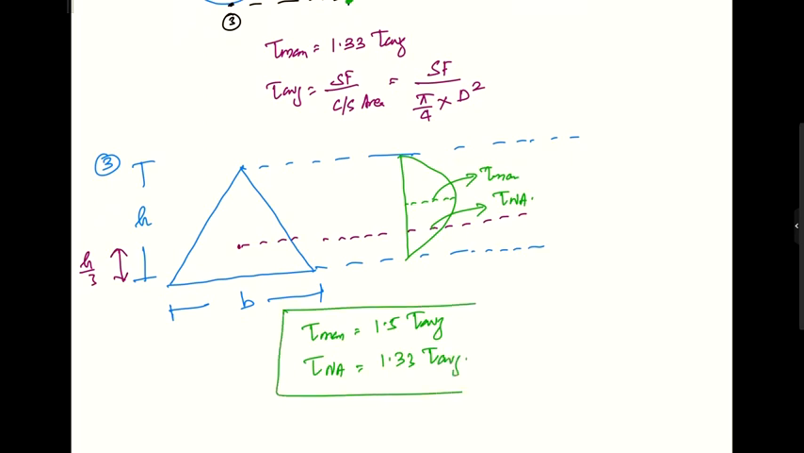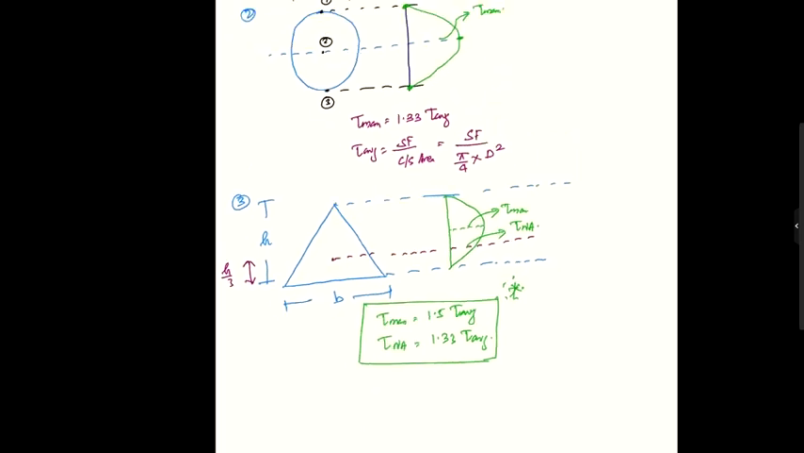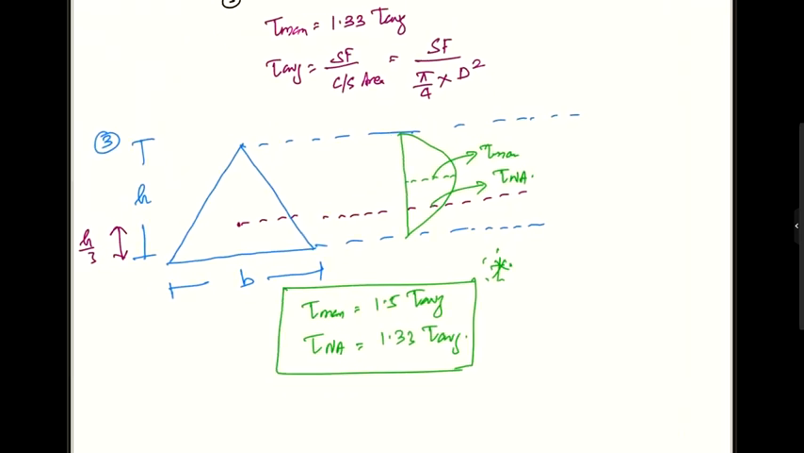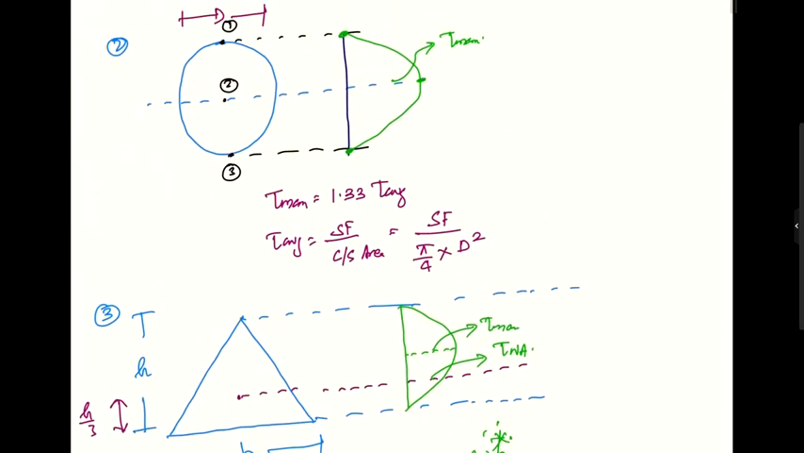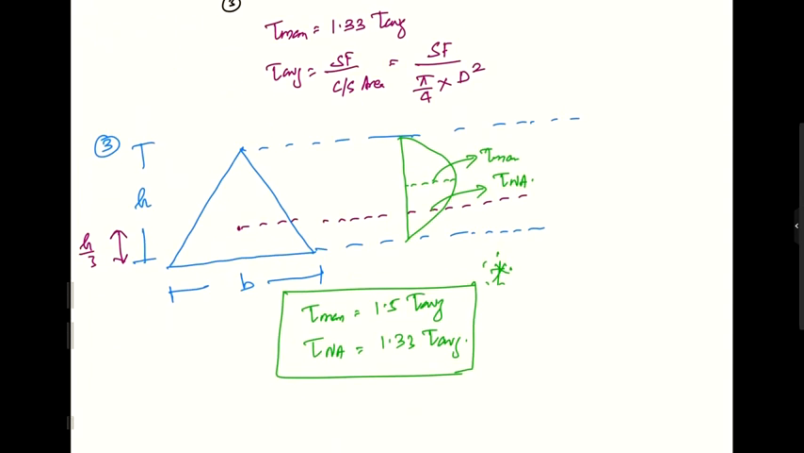This can be asked in the A part type questions for the university or for the series. So you just need to understand, for three types of sections, the value for tau max, tau average, and tau neutral axis. In the circular and rectangular case, tau max is equal to tau neutral axis, so we don't need to consider it separately. But here the neutral axis is not at the midsection, so you need to find the tau max and tau neutral axis separately.